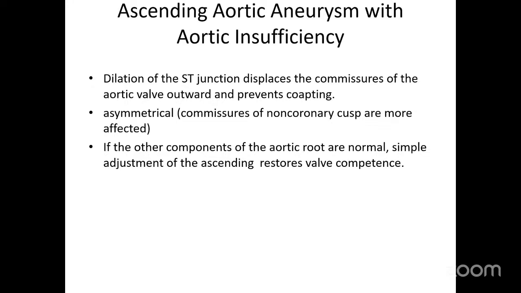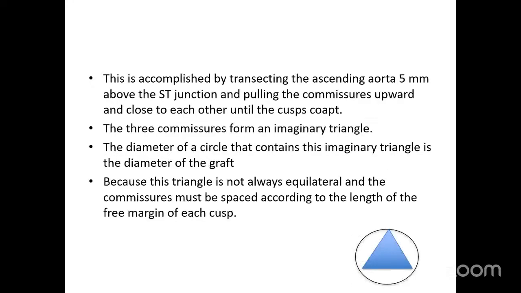The problem with the ascending aorta is not with the valve itself. This is accomplished by transecting the ascending aorta 5 millimeters above the sinotubular junction and pulling the commissures upward and close to each other until the cusps coapt. Three commissures form an imaginary triangle drawn down here.